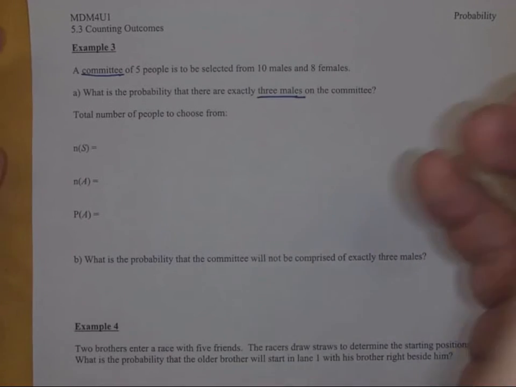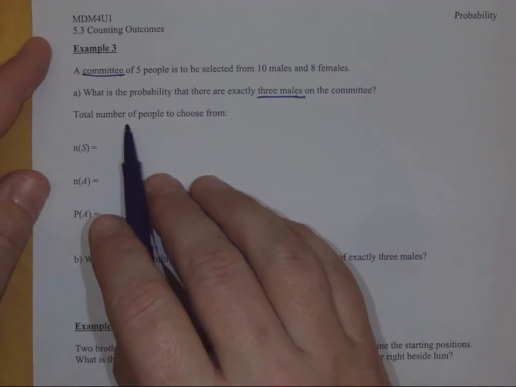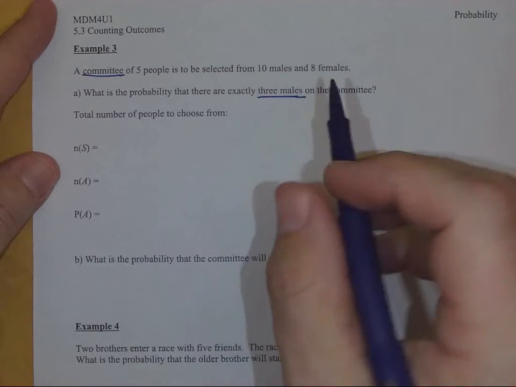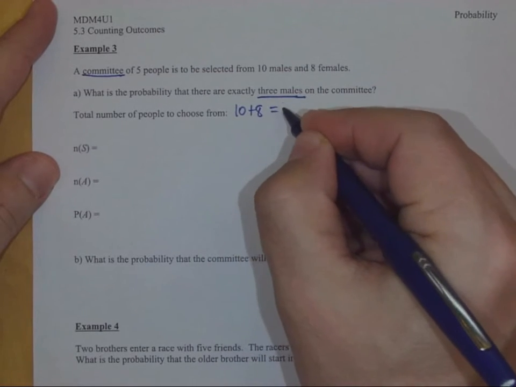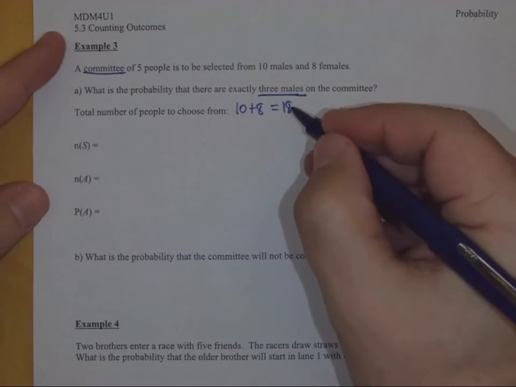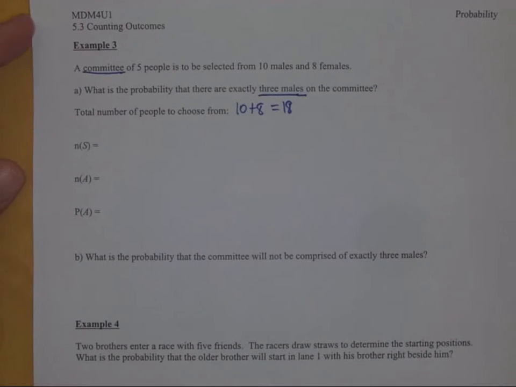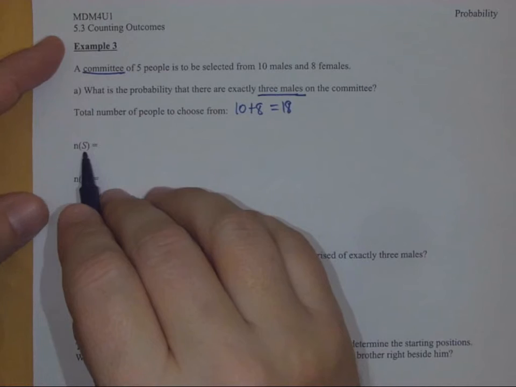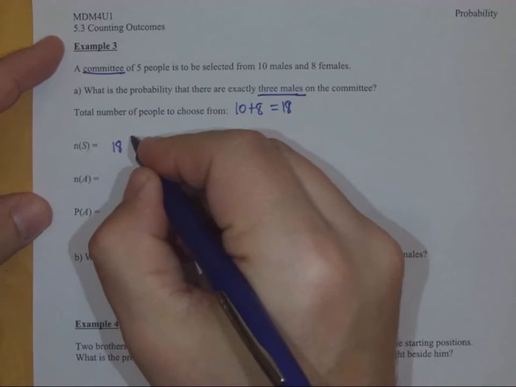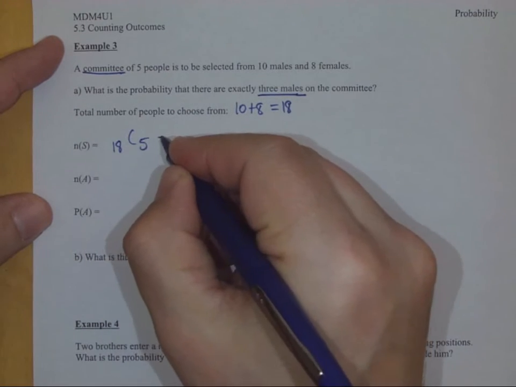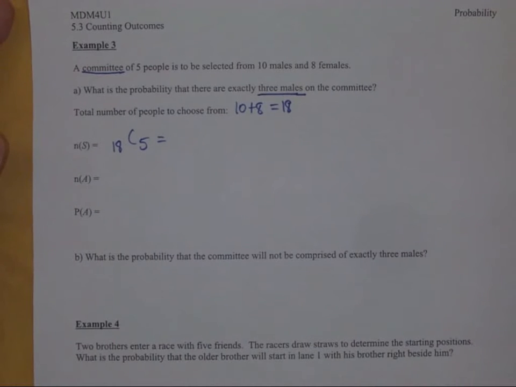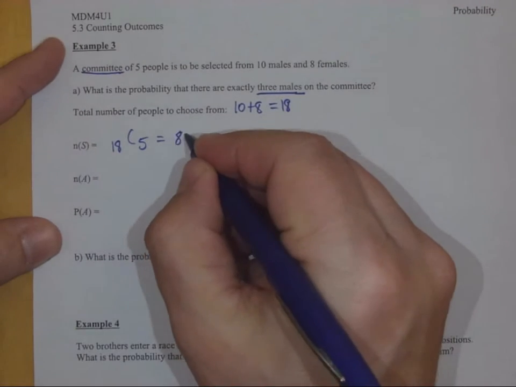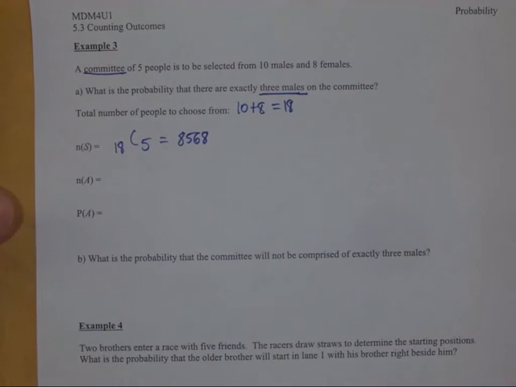Are you back? Okay. The total number of people to choose from. Well, how many people are there to choose from here? 10 plus 8 equals 18 people. So we know that there's 18 to choose from, and we have to make a committee of 5. So unrestricted, n(S), the sample space here, is out of 18 people, choose 5 of them. 18 choose 5 is 8,568 ways to do that.